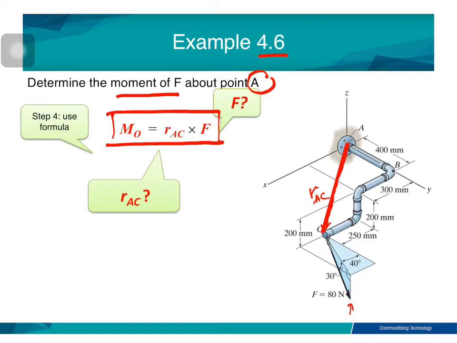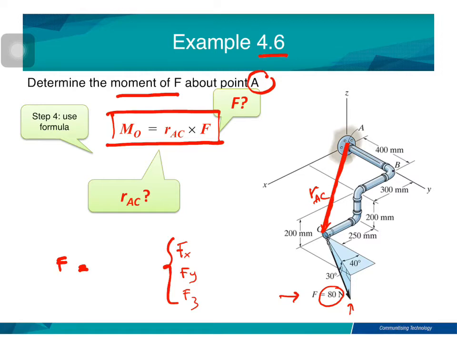Okay. So now, look at the F here. F here is given as 80 Newton. So our F needs to be resolved into Cartesian, which means we need to get the Fx, Fy and Fz. So we need to resolve the F into Cartesian and get these components.